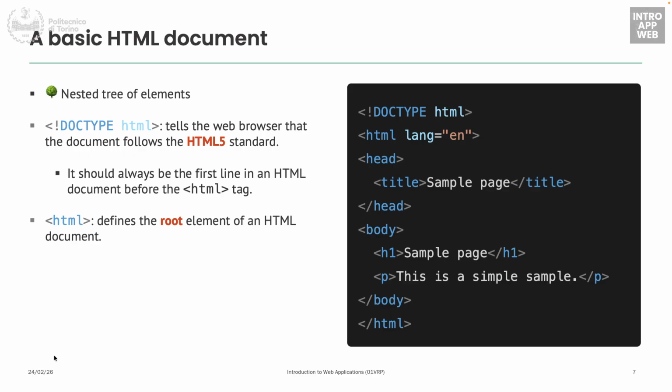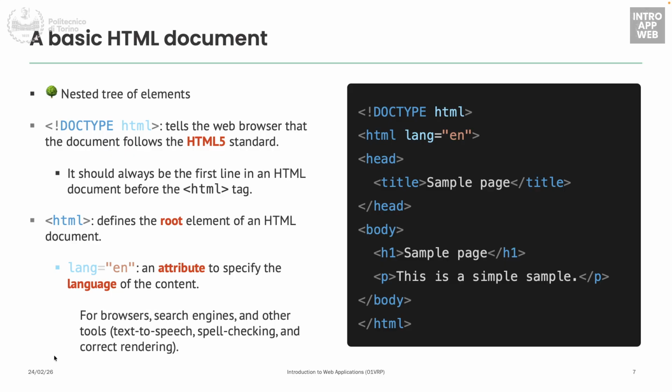Then we have the HTML tag, that is the root element of an HTML document, okay? So we open the HTML, as you can see in the second line, and in the last line we close the HTML document. Within that first tag we have the language metadata, indicating that the content within that document is written in that language.